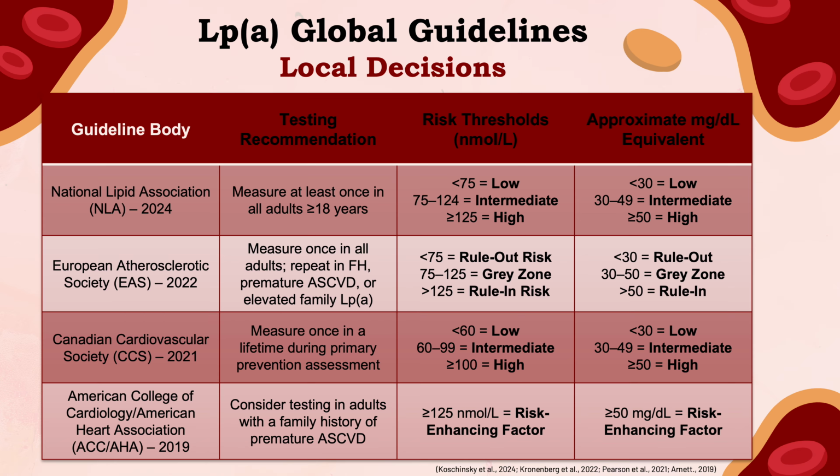The European Atherosclerosis Society in 2022 recommended universal screening in adults, but also repeat testing in high-risk groups, while also maintaining similar high-risk thresholds or rule-in risk as the American College of Cardiology did in 2019. The National Lipid Association in 2024 recommended measurement at least once in all adults greater than or equal to age 18 and mimicked risk thresholds in both nanomoles per liter and milligrams per deciliter as the European Atherosclerosis Society did in 2022.